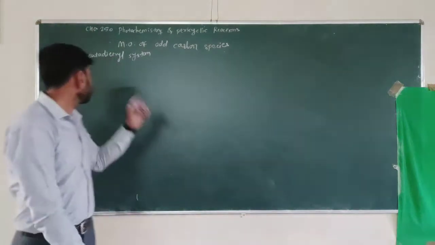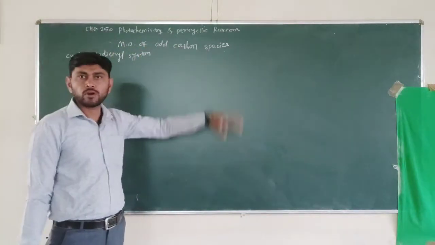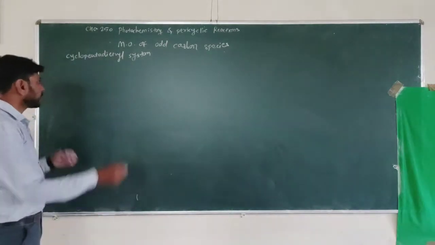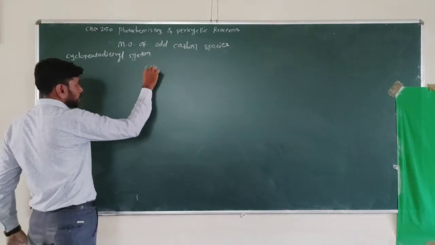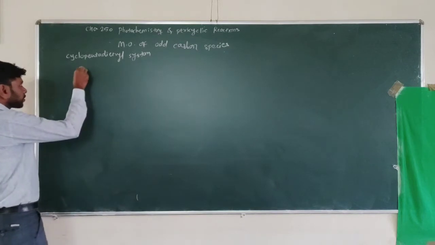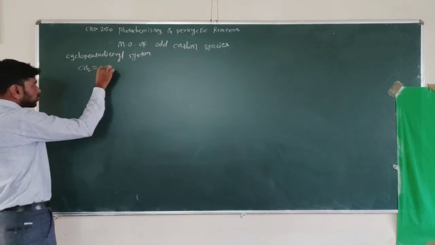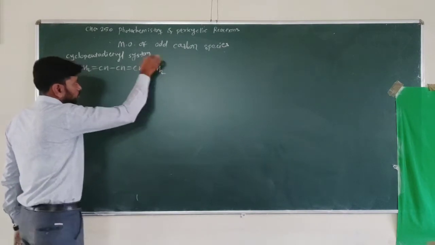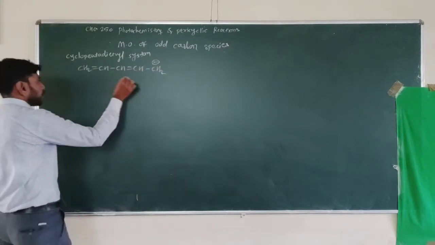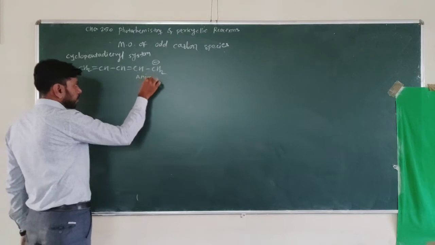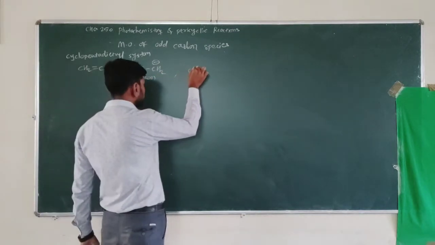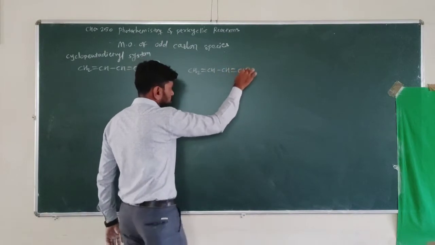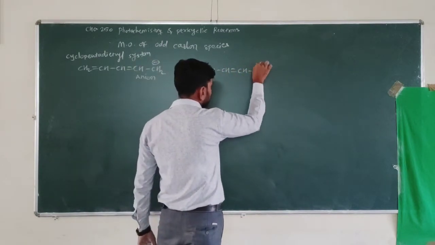Hello friends, let's continue the drawing of molecular orbitals of odd carbon systems. Here is the cyclopentadienyl system. See here examples: CH2=CH-CH=CH-CH2 minus, the cyclopentadienyl anion. Another species is CH2=CH-CH=CH-CH2 plus.